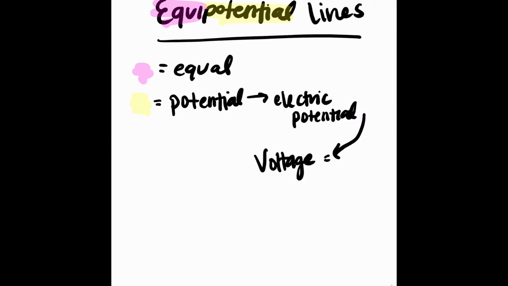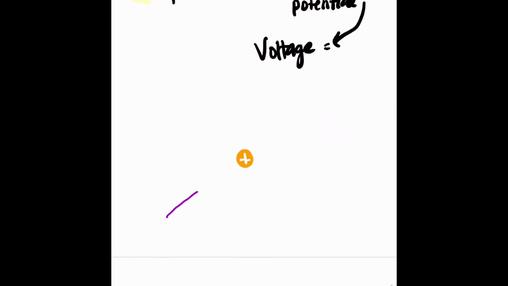So now that we've broken apart the word equipotential, it's easier to remember that when we're talking about equipotential lines, we are actually talking about how we can visually represent the voltage and how it stays the same around a charged particle. We're going to draw these field lines. There's one. There's two.